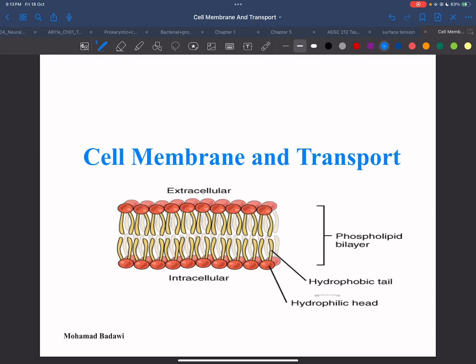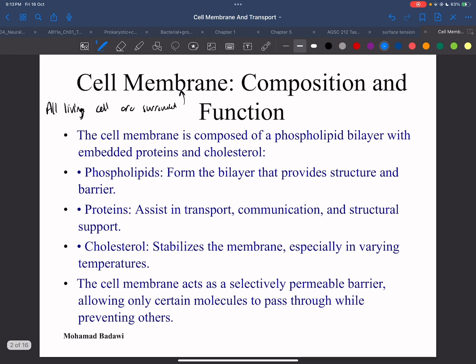Today we're going to be talking about the cell membrane and the different types of transportation. So, of course, all living cells are surrounded by a cell membrane. Let's look now at the composition and the function of the cell membrane. So it is composed of a phospholipid bilayer, and this phospholipid bilayer has embedded proteins and cholesterol in it.